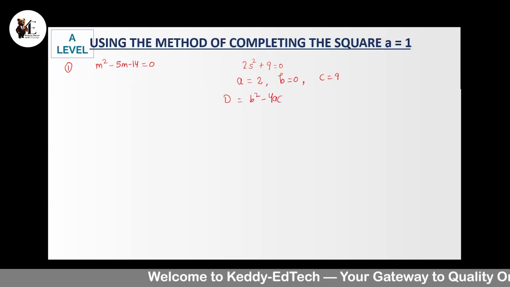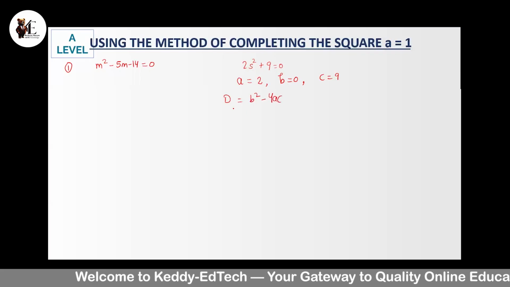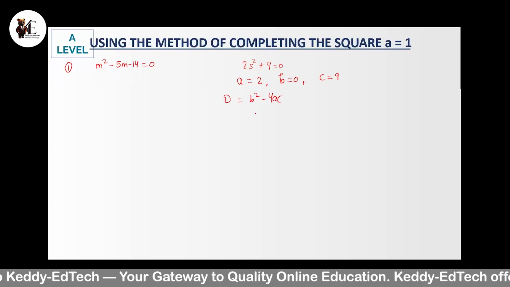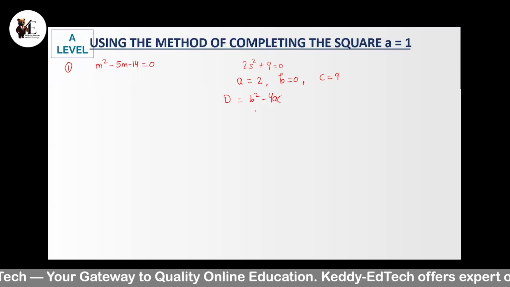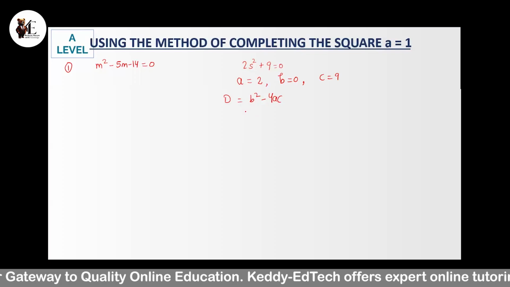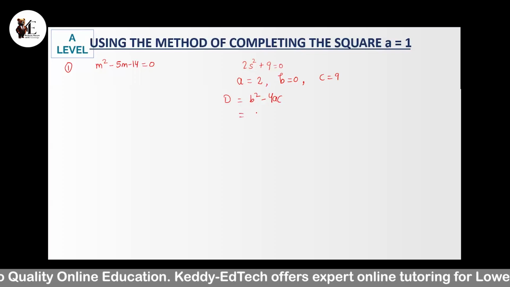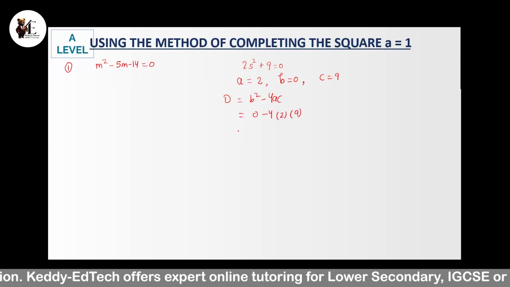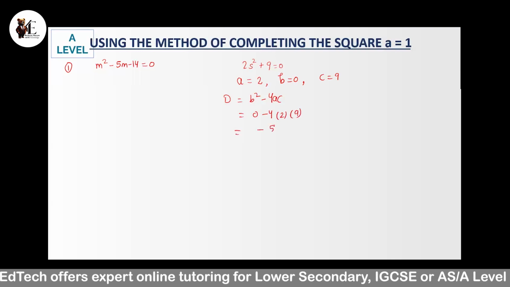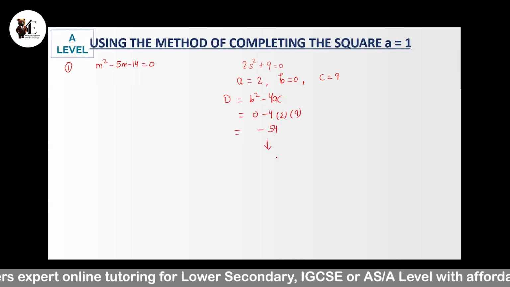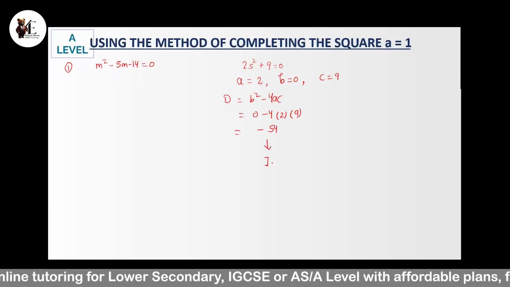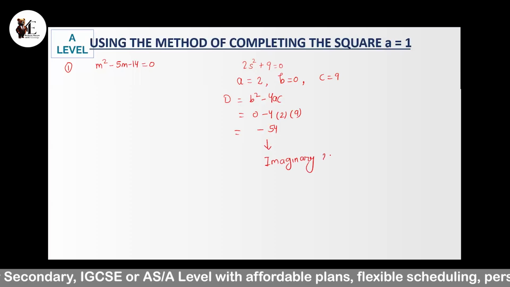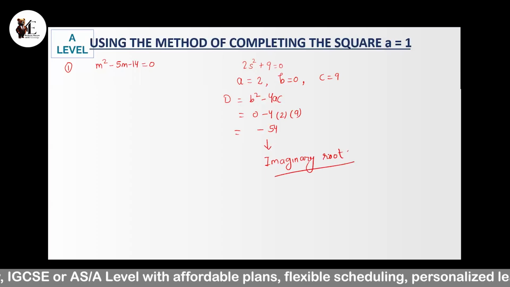So have you solved this by the quadratic formula? I did. I set it out as d equals 0 squared minus 4 times 2 times 9. Okay, 4 into a into 2 into 9. So that will be negative 54. It means this equation will not have any real roots. It will have imaginary roots because the discriminant is negative. Yes, imaginary. Okay.